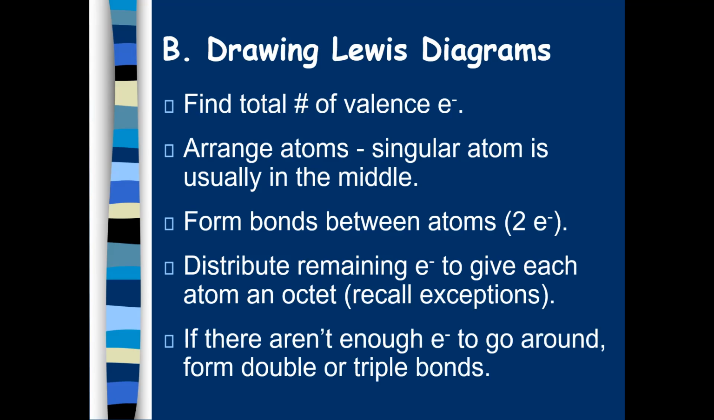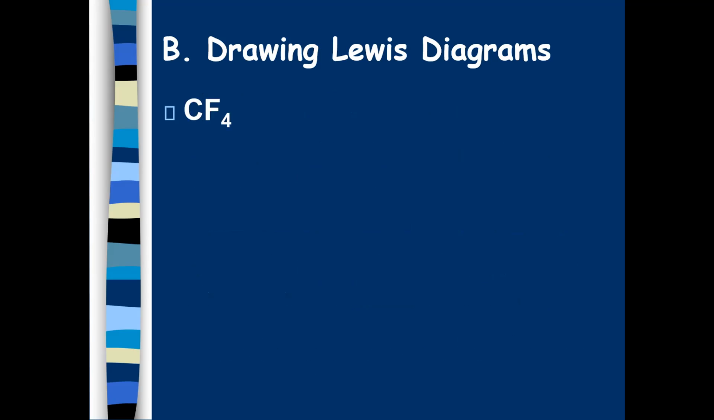And if there are not enough electrons on your count that you did in step 1 to go around, then you form either double or triple bonds. Okay, so let's apply this. Here goes. CF4, carbon tetrafluoride.